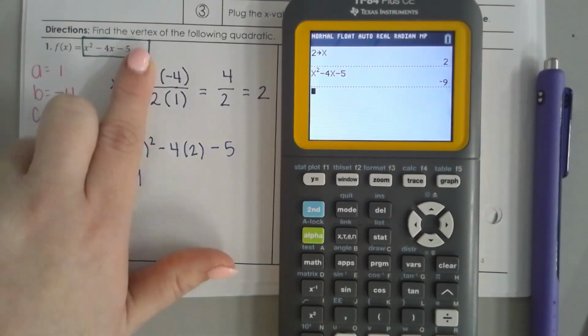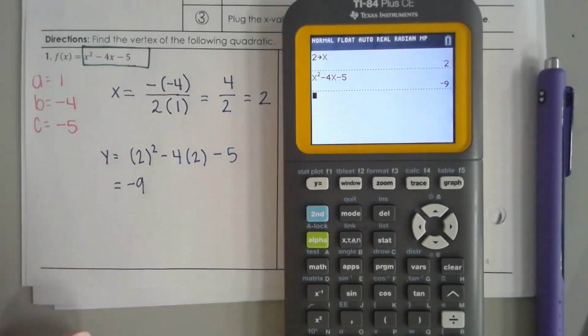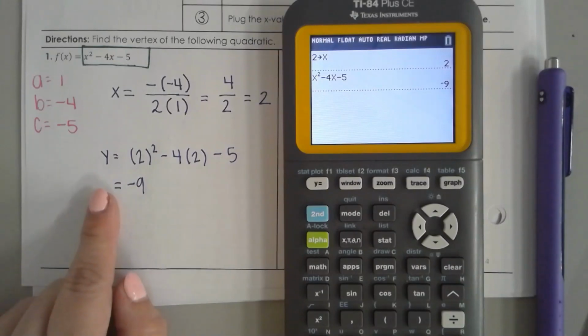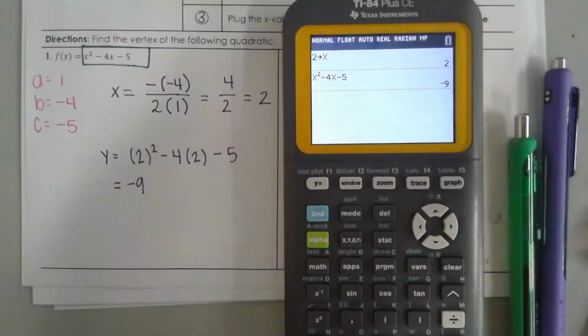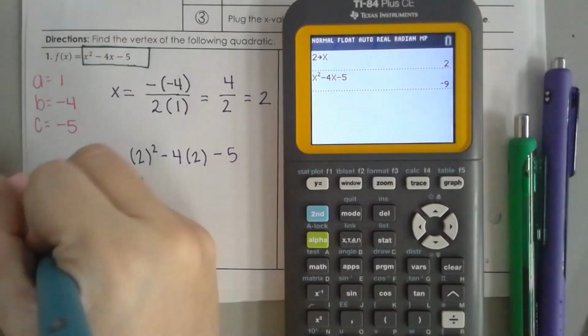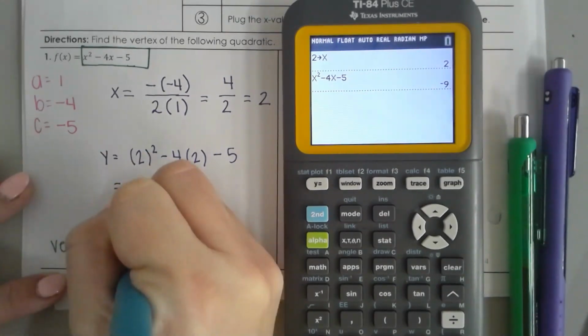It may take you longer to do it this way on some problems, but when you have negatives, it's worth it to do it this way. Especially those of you that have forgotten from time to time. You just get in the habit of always using the store button. So my vertex is 2, -9.